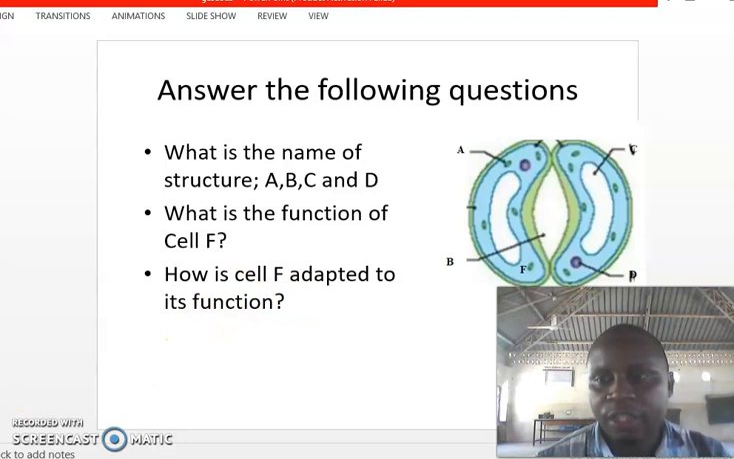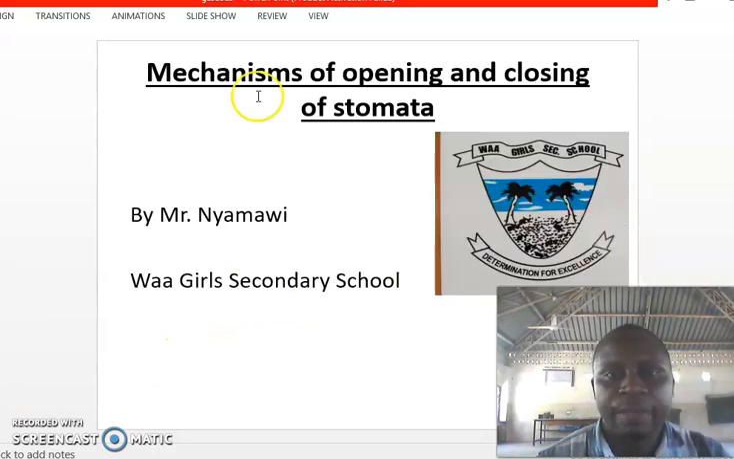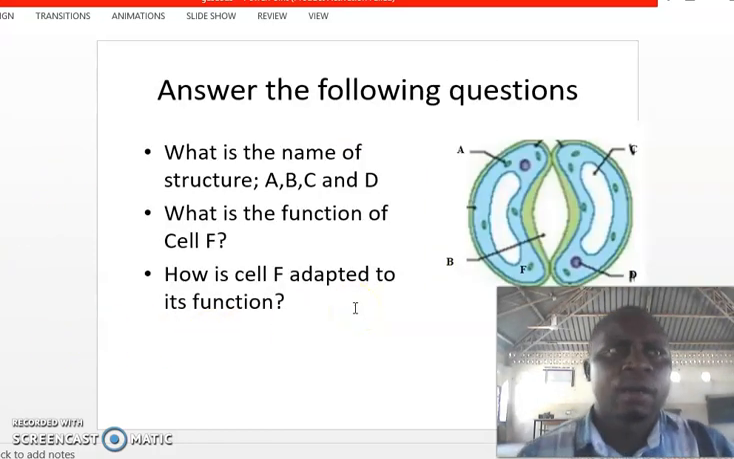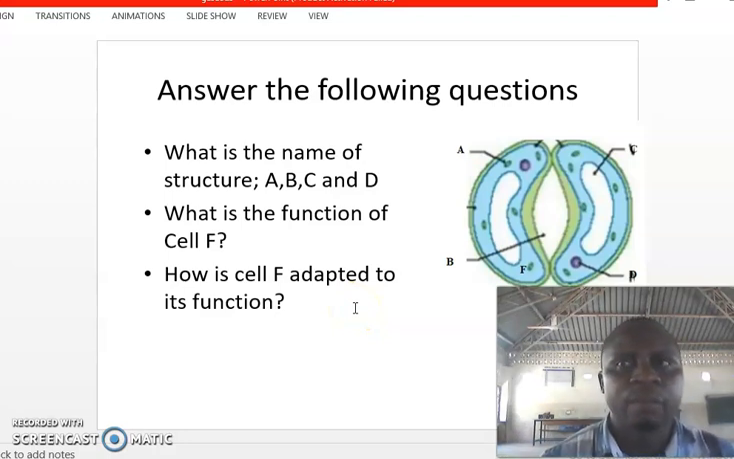So today we shall discuss the mechanisms of opening and closing of stomata. By the end of the session, you must be able to name and describe the theories that explain how our stomata are opened or closed, and how the guard cells perform the function of closing and opening of the stomata.